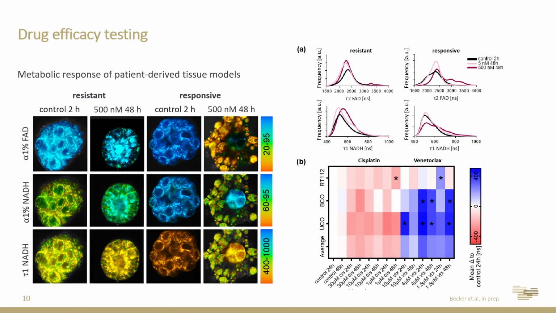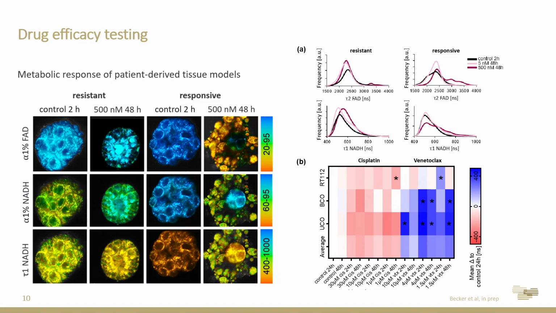And what we could observe over here is that whereas in resistant patient-derived tumor models, no big change happened upon drug treatment, we did see that on the one hand already the non-treated samples did, for some of the FLIM parameters, show slightly different metabolic profiles, and that especially during the treatment, stronger effects also happened here.